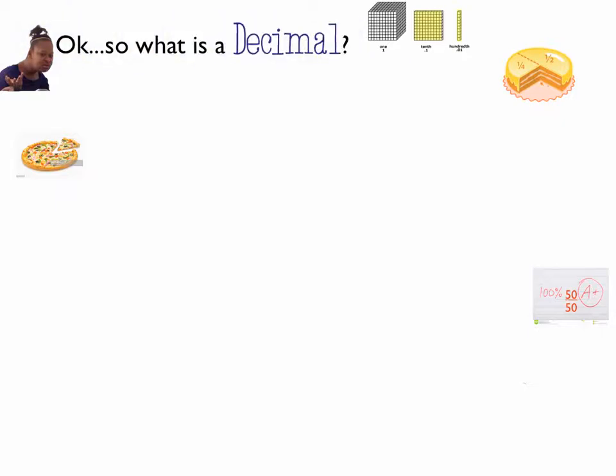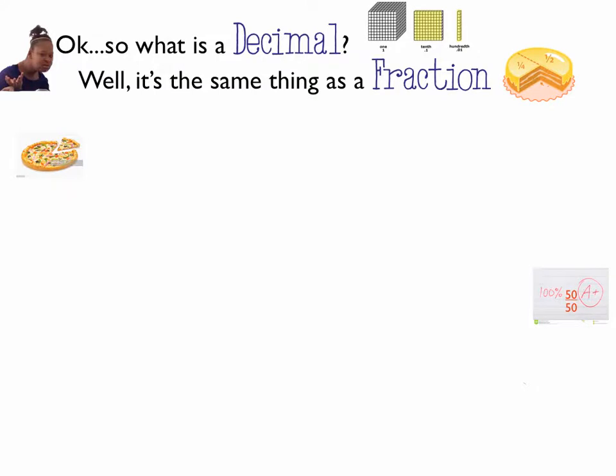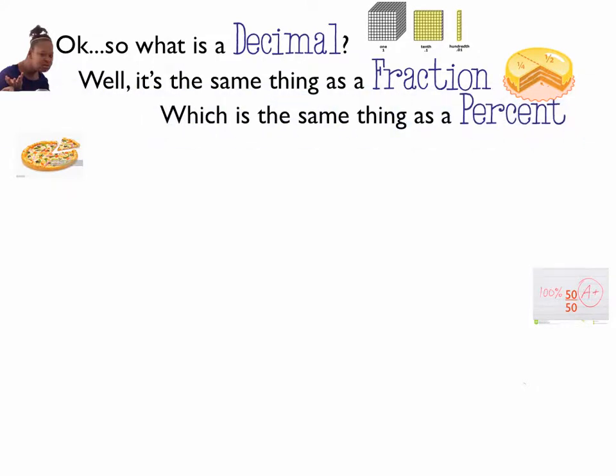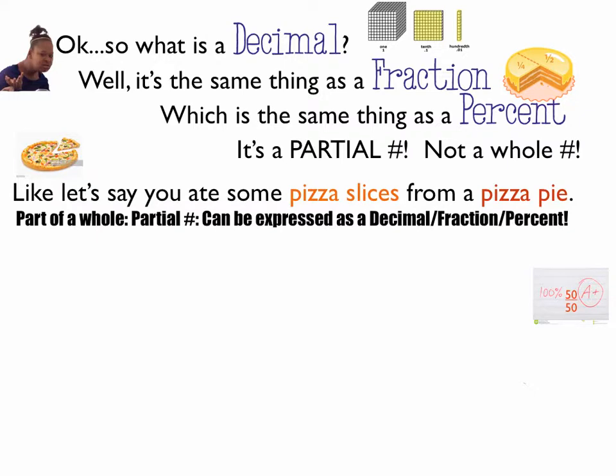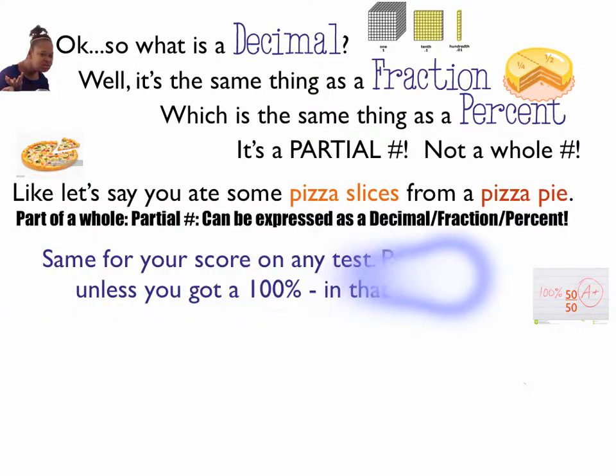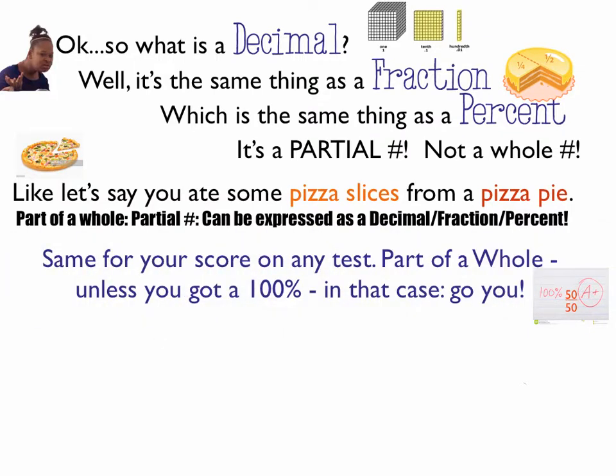Okay, so what is a decimal? Well, it's the same thing as a fraction, which is the same thing as a percent. It's a partial number, not a whole number. Like, let's say you ate some pizza slices from a pizza pie, okay? Part of a whole. Therefore, it's a partial number. So, it can be expressed as a decimal, fraction, or percent. Get it? Same for your score on any test. Part of a whole. Unless you get 100%, in that case, go you, boo.